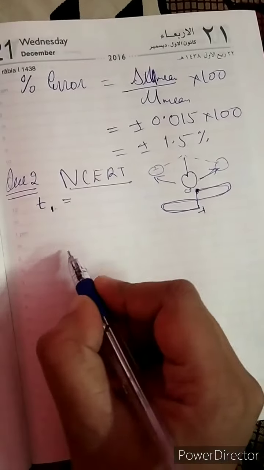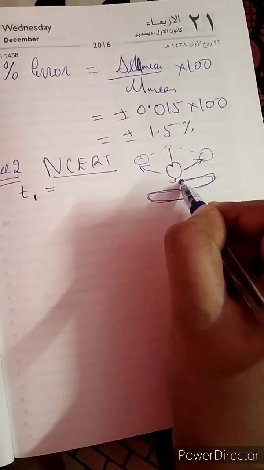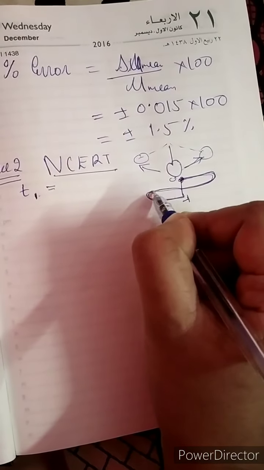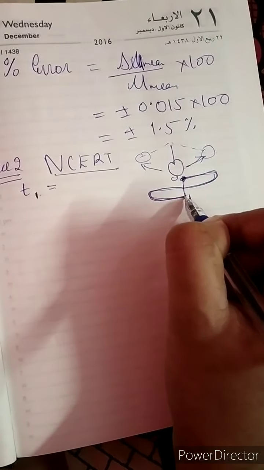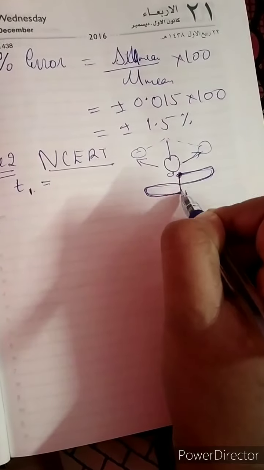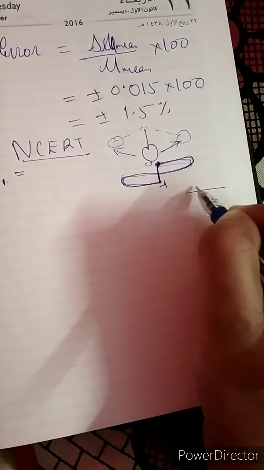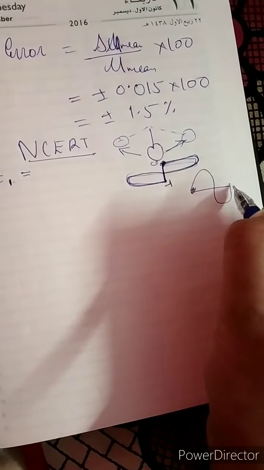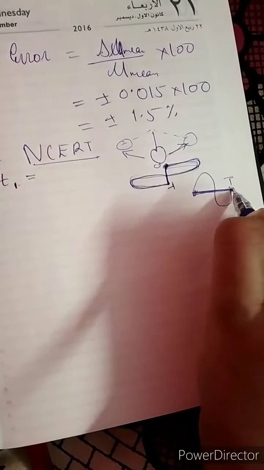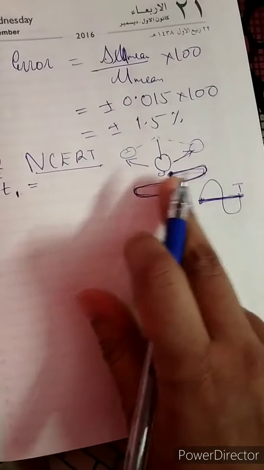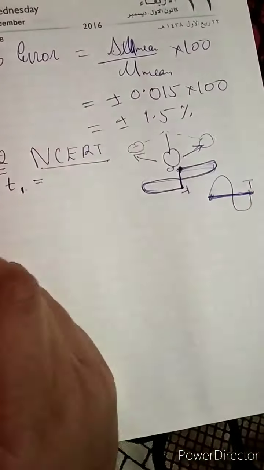Starting point, then the pendulum goes to this, then comes back to the mean position, then goes this way, and then comes back to the mean. This is called one time period. Look, this is a wave, and the time period is from 0 to T. So this is the time period for one oscillation of a simple pendulum.